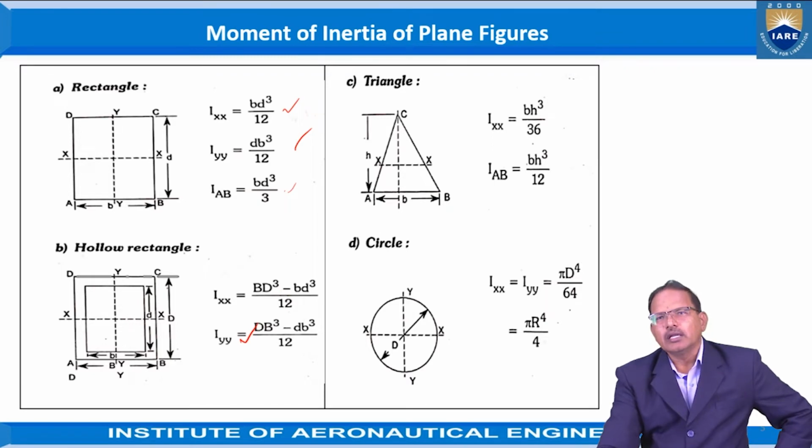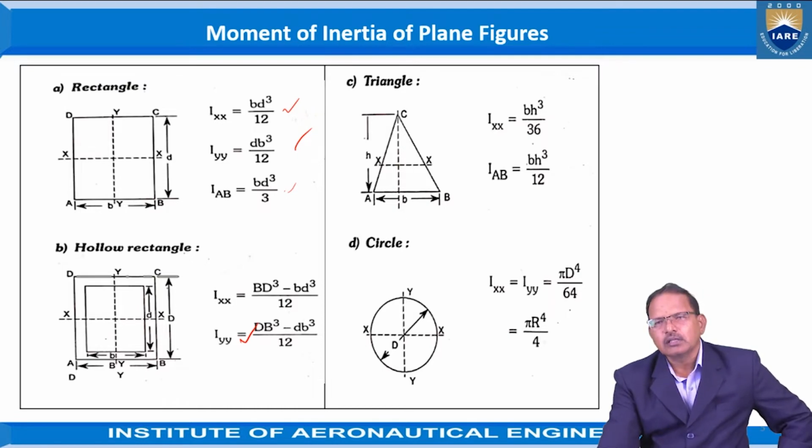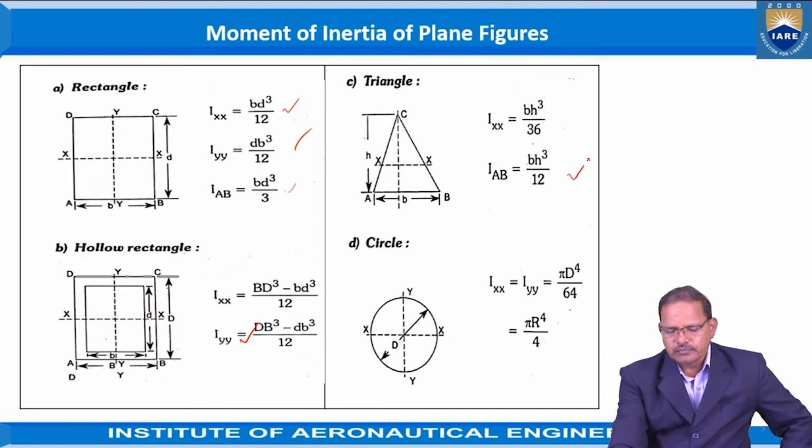Now, third, the triangle. The moment of inertia possessed by the triangular section about the central axis, which is passing through the centroid and parallel to the base, is equal to BH³ by 36, where B is representing the length of the base and H is representing the height of the triangle. Similarly, the moment of inertia of a triangle about its base is given by I_AB equal to BH³ by 12.